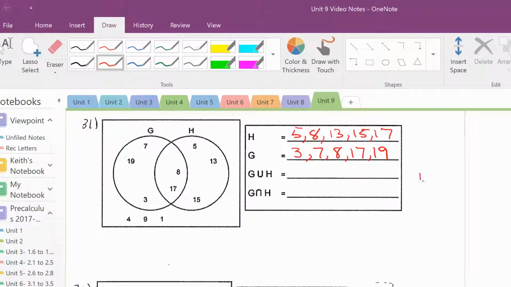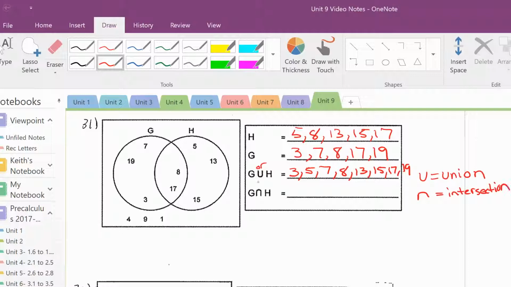Remember, U means union. It means if you put G and H together, so everything that's in G and H, basically, this means or. So anything that's in the circle G or the circle H. So we'll talk about 3, 5, 7, 8, 13, 15, 17, and 19.